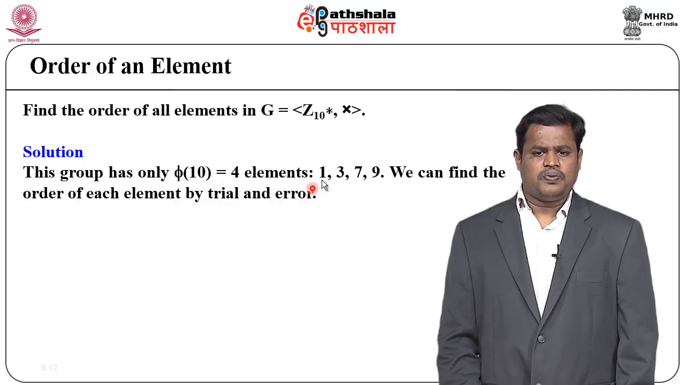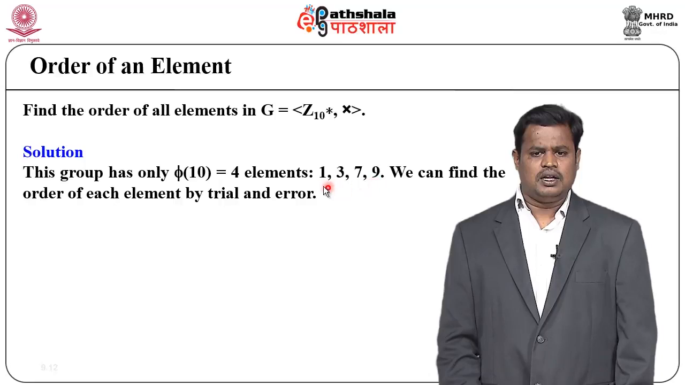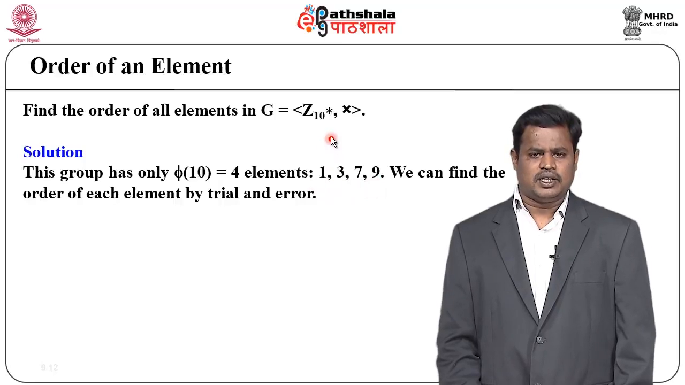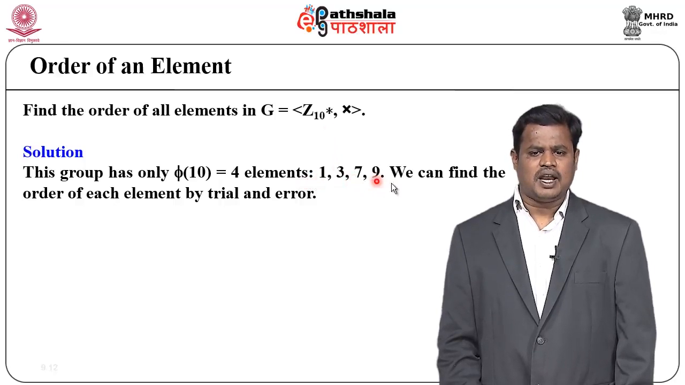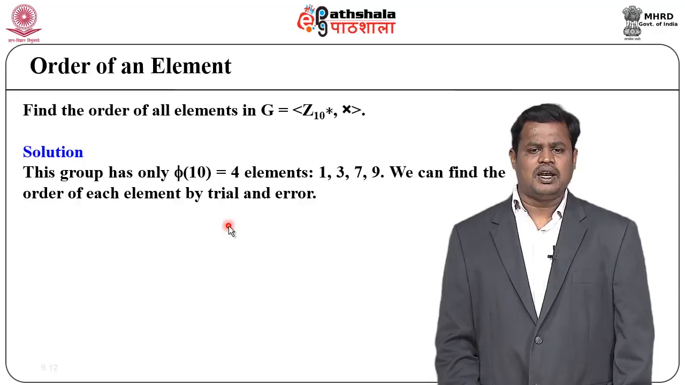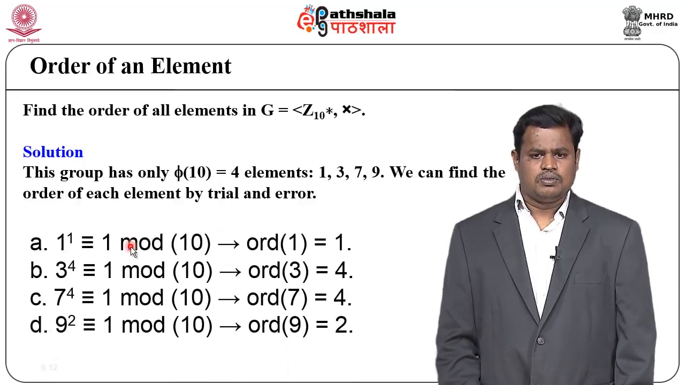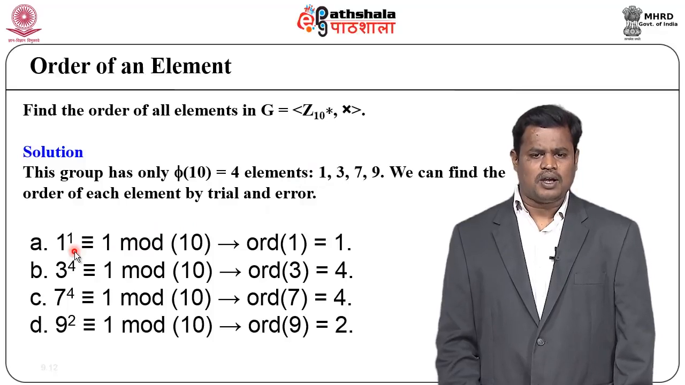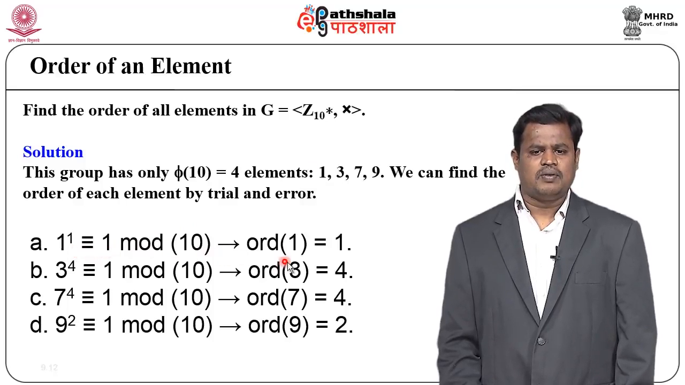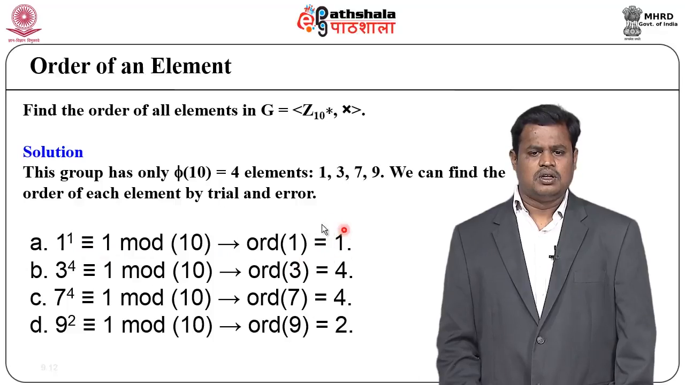Now we are going to find the relatively prime elements within 10, that is from 1 to 10, which are relatively prime. 1, 3, 7, 9 are relatively prime. Now we have to find the order of each element by trial and error. First we take 1. We start with 1 power 1 is congruent to 1 mod n, where the order of 1 is 1. So we got 1 here.